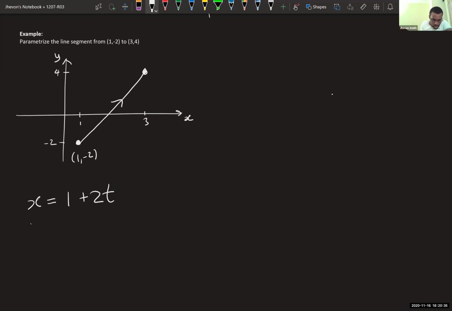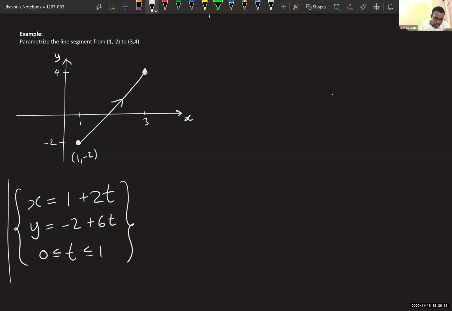Similarly for the y, you start off with a negative 2 in the initial point, and then you ask yourself, well, if I'm at negative 2, what do I need to add or subtract to get to 4? And of course, the answer is 6. And then you let t go from 0 to 1, and you're done. So that is the parametric version of this line. And I already showed you how you would convert this to the scalar version if you so desired. Any questions on that?